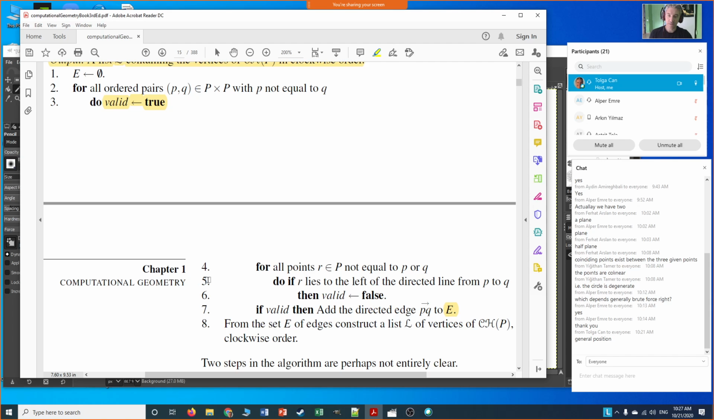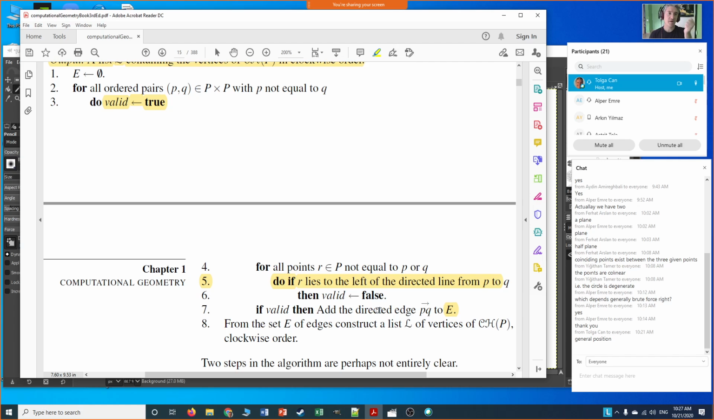For example, this step 5, how do we figure out that R lies to the left of the directed line from P to Q? We have just seen our geometric preliminaries. We can use cross product to do that. So this if statement will just be checking the cross product of Q minus P with R minus P and checking its sign. All right. And so this requires some geometric preliminary, and this step 8 requires some kind of an algorithm.